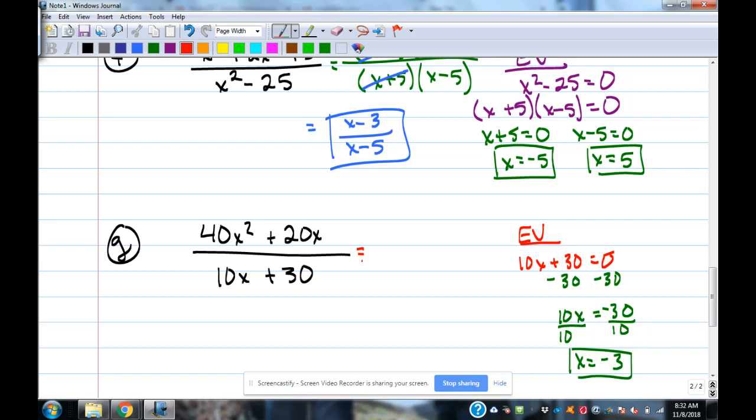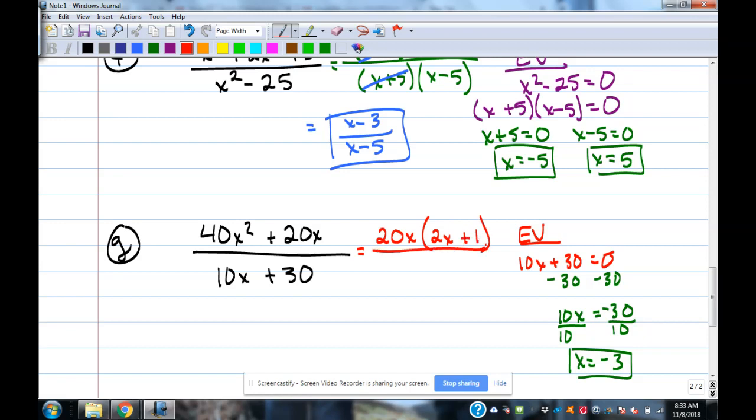The next thing we want to do is factor everything in the problem, top and bottom. So I didn't use factoring to solve for my EV, so I don't get that shortcut on this one. But I need to look at each of these and see if I can factor them, the top and the bottom. First thing I should look for is the greatest common factor. What's the greatest common factor on the top? 20x. I'll pull a 20x out front and leave what in the parentheses? 2x plus 1.